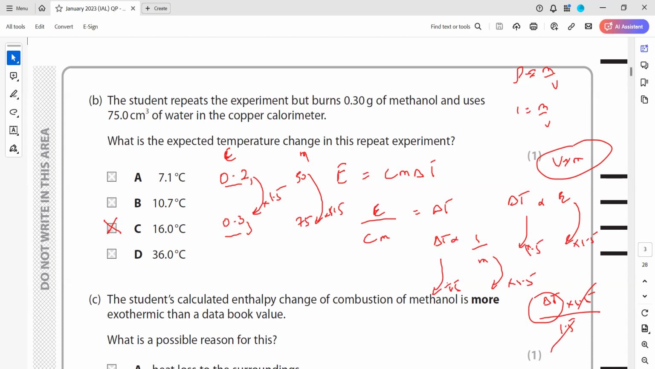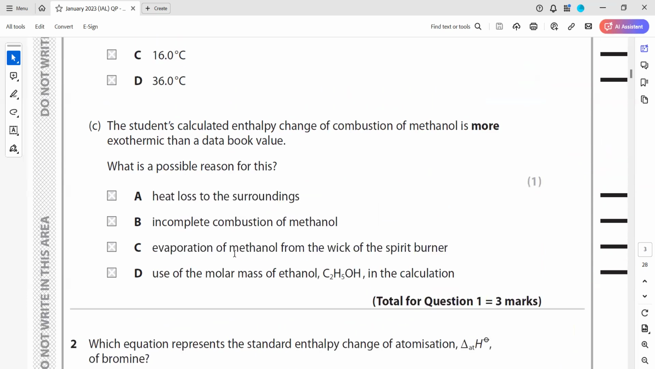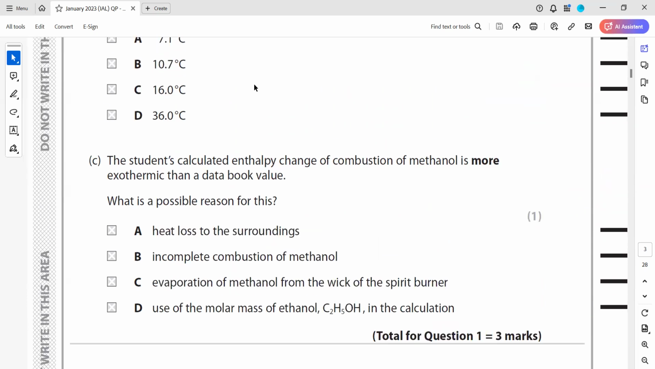So temperature change is proportional to the moles which we use, and temperature change is inversely proportional to the mass or the volume of solution we use. A student calculated the enthalpy change of combustion of methanol and it is more exothermic than the data booklet value. So he's getting a higher exothermic value, higher energy. We have the formula E equals Cm delta T. The student's value is higher. So what are the factors which can increase it?